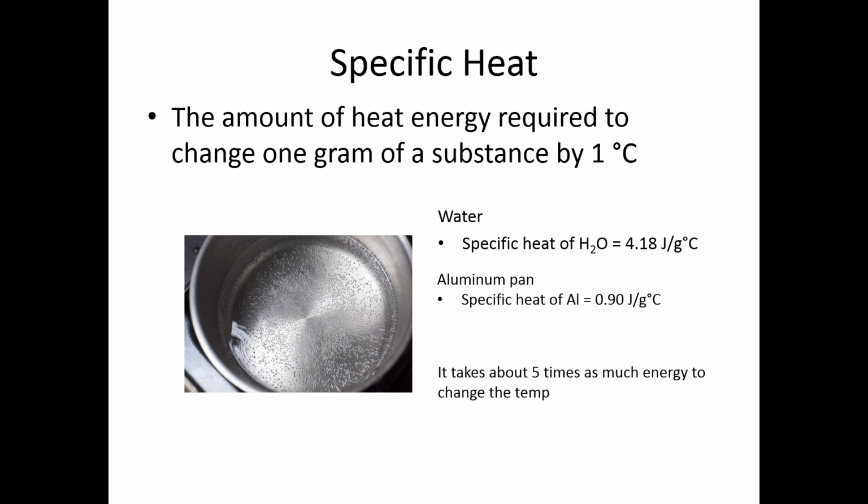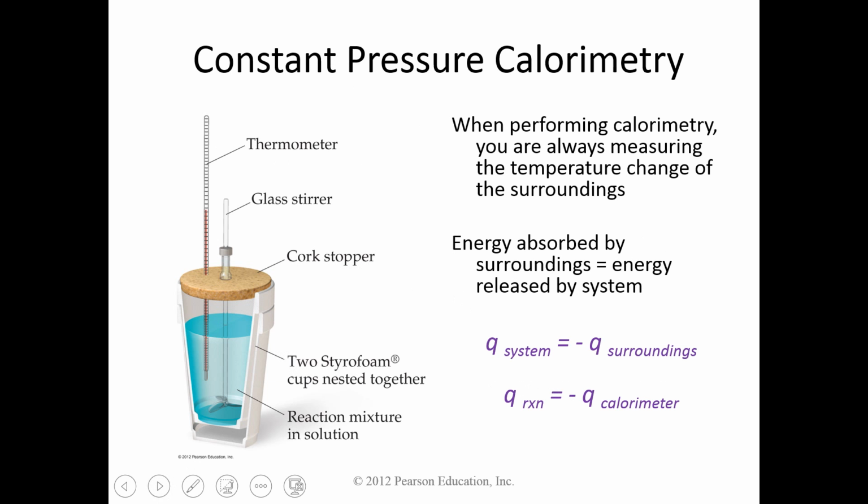The specific heat of metals are typically much lower. Like if, let's say it was an aluminum pan, specific heat of aluminum is 0.9 joules per gram degree Celsius. That tells us it takes about 5 times as much energy to change the temperature of a certain sample of water. So water is going to take more energy to change its temperature. So like when you see this on the stove, the pan is going to get hotter faster than the water will. So that's what your specific heat represents.